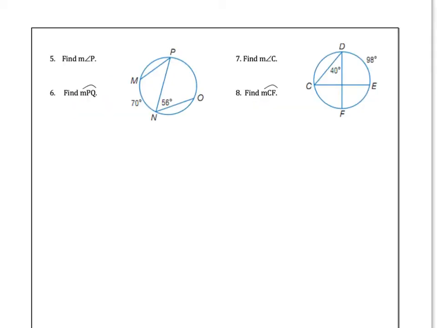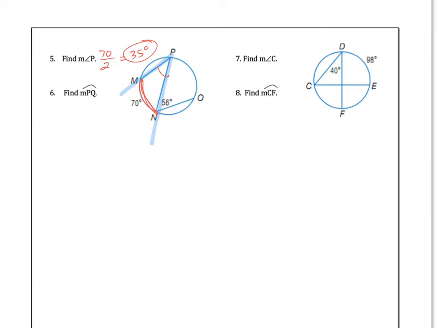All right, let's try number 5. Find the measure of angle P. Angle P is right here. Here's angle P. And it opens up to this arc, the 70. So you have to think it's an inscribed angle, so what do we do to the 70? It should be half as much. So 70 divided by 2 is 35. 35 is your answer.